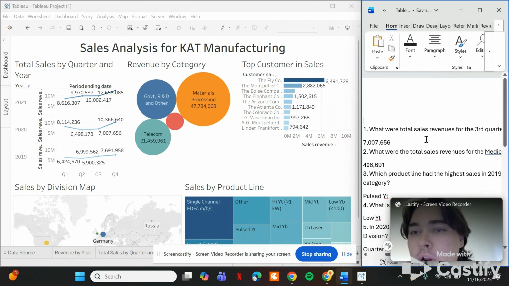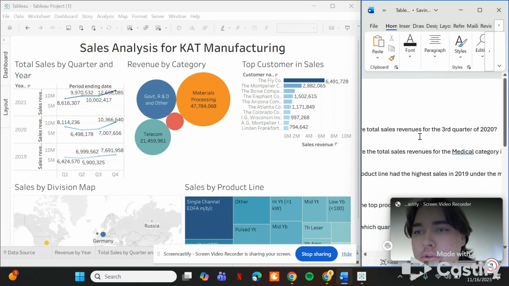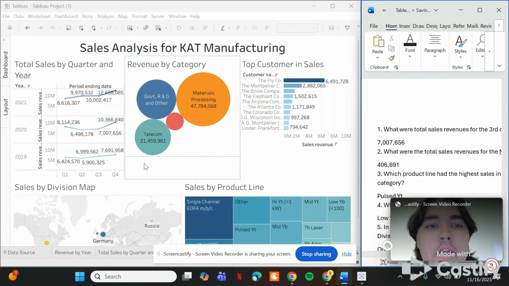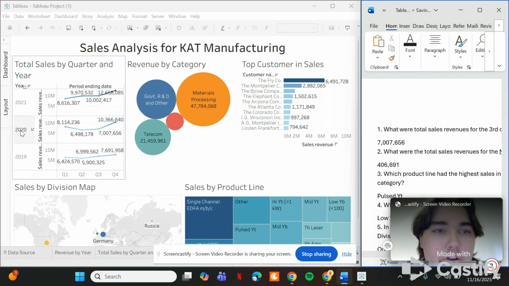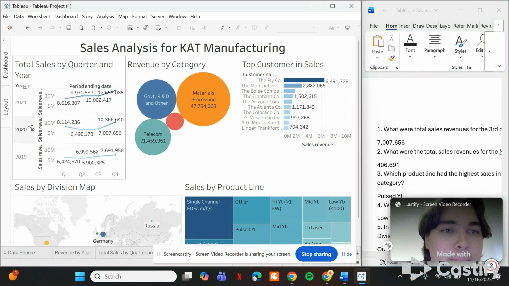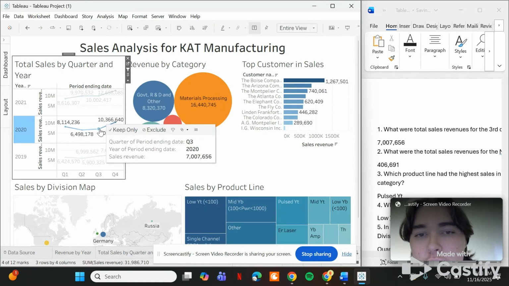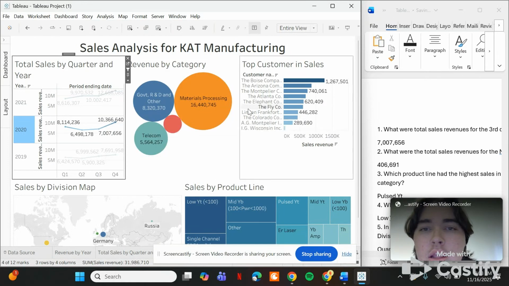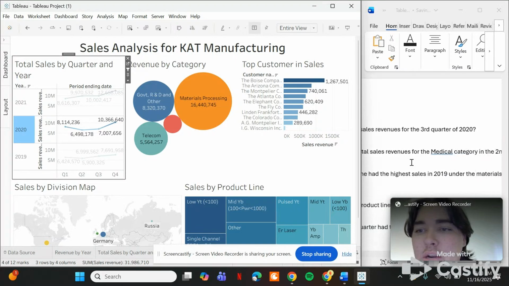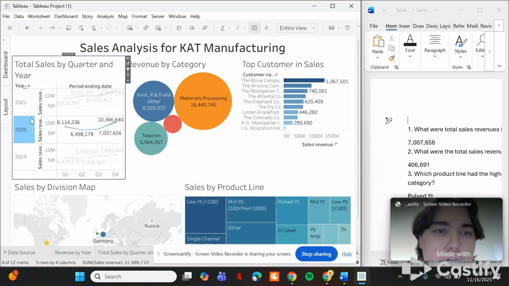The first one, what were total sales revenues for the third quarter of 2020? So to find that, we'll click here on 2020, and then we'll look at the third quarter, and it tells us that the sales revenue was $7,007,656.